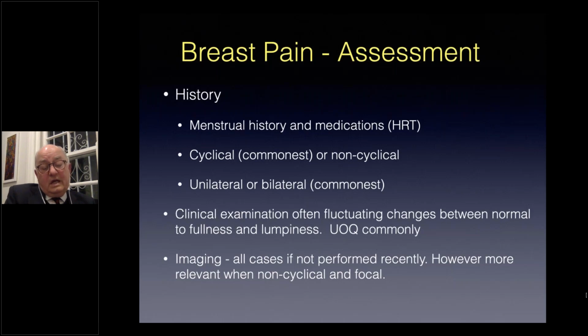Imaging is performed. I think you need to image most cases. I think that if you've got young patients who've got a very typical history of cyclical mastopathy without much in the way of clinical findings, it's perfectly reasonable to reassess them after their menstrual cycle or over a few months, and then decide whether you want to image. But all other people do need imaging, whether it's cyclical or non-cyclical, and particularly in the non-cyclical group, because that's where you may find more in the way of pathology.